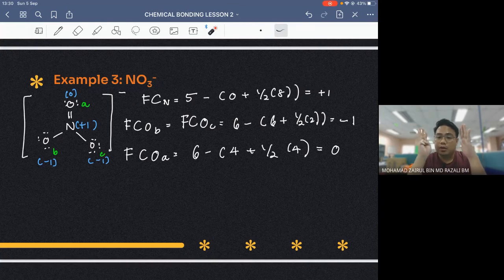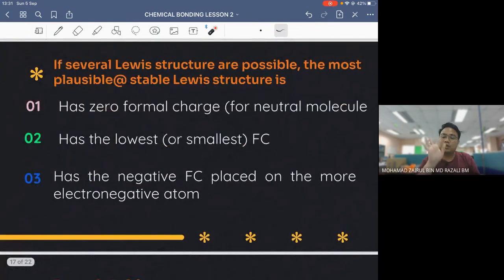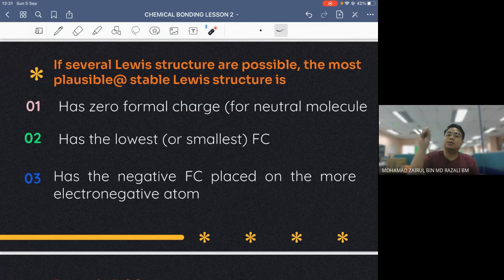And you can use the formal charge of the atom to determine which Lewis structure is possible. Because for a certain molecule, okay, it can possess more than one correct Lewis structure. Maknanya dia boleh possess more than one correct Lewis structure. Okay, so if several Lewis structures are possible, the most plausible or the most stable Lewis structure has a zero formal charge. Maknanya each of the atom itu kalau boleh mesti ada formal charge sama 0. If in the Lewis structure each of the atom have formal charge equal to 0, that means the Lewis structure is the most plausible or the most stable Lewis structure.